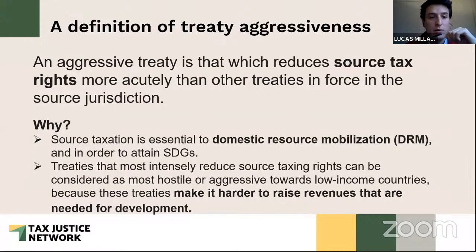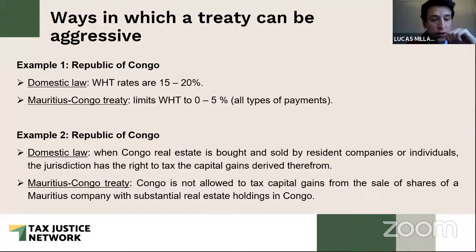Okay, so how we define aggressiveness: an aggressive treaty is one which reduces source tax rights more intensely than other treaties in force at the source jurisdiction. Underlying this is the idea that domestic resource mobilization is necessary for sustainable development goals, and source taxation is needed for those, to finance infrastructure, health, and other things. Next slide, please. So this is an example of how a treaty can be aggressive.